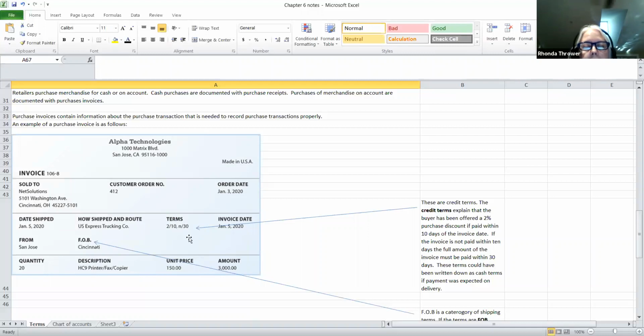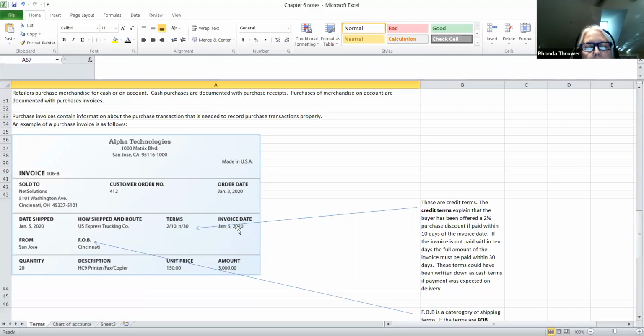And it's expected on the delivery date. But mainly these are credit terms, and they're allowing you to know that you've got some time to be able to pay for that merchandise that you purchased to resale in your business. So the credit terms are very important.